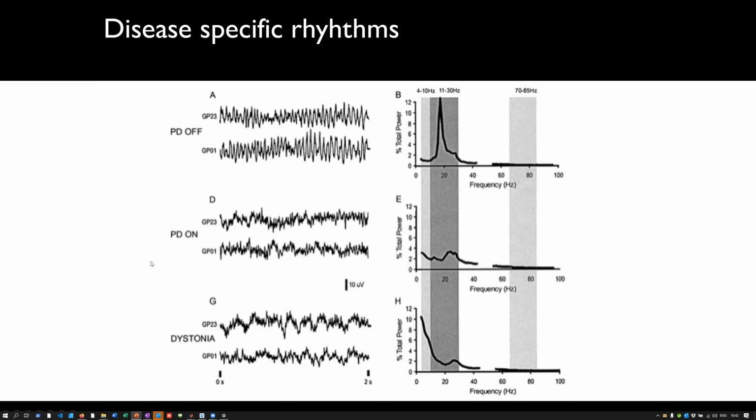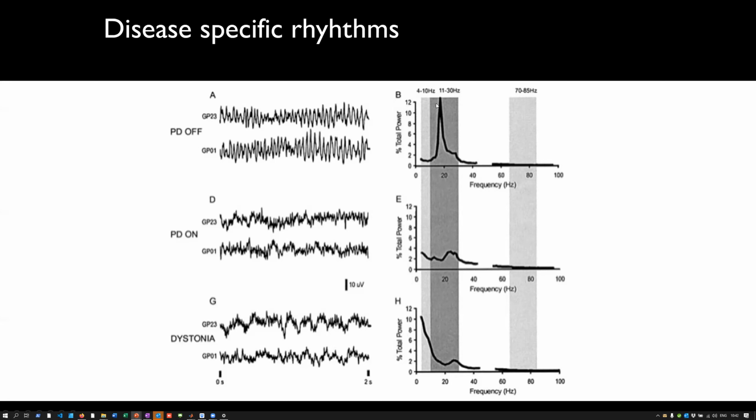And the whole pattern is distinct when compared to dystonia patients. Dystonia is another movement disorder that can also be treated with deep brain stimulation. It is associated with involuntary muscle contractions. So the phenomenology is very different to, or at least distinct from Parkinson's disease.